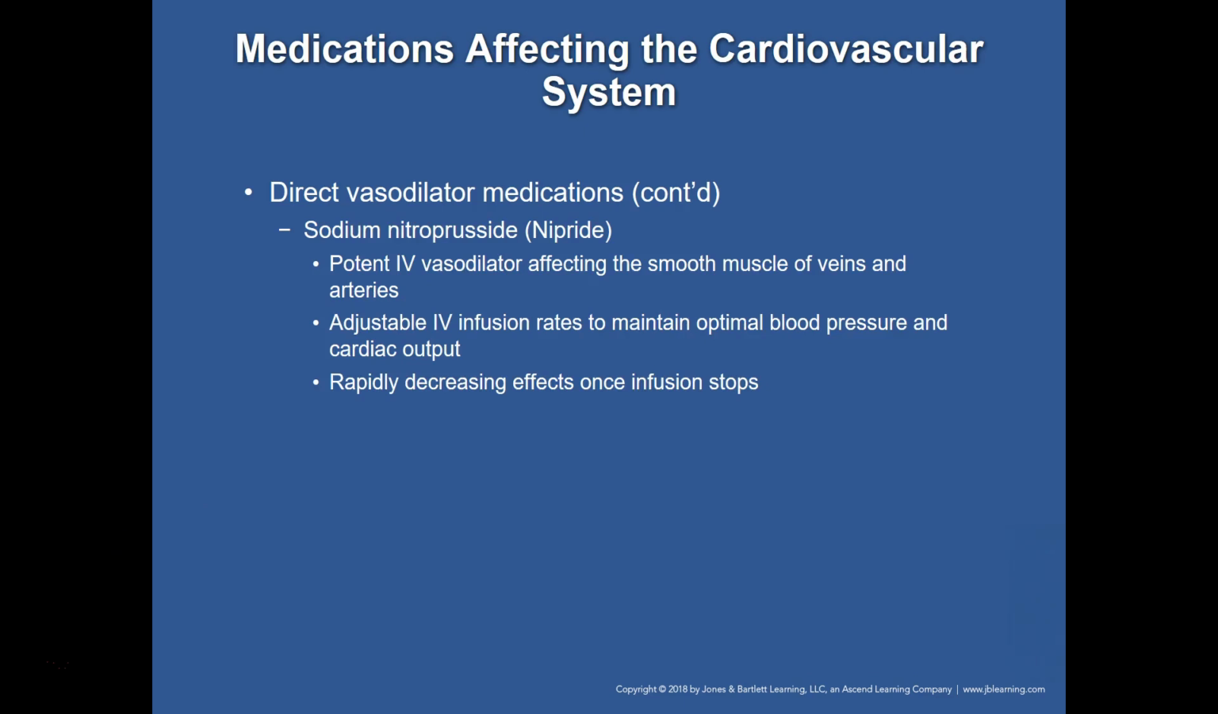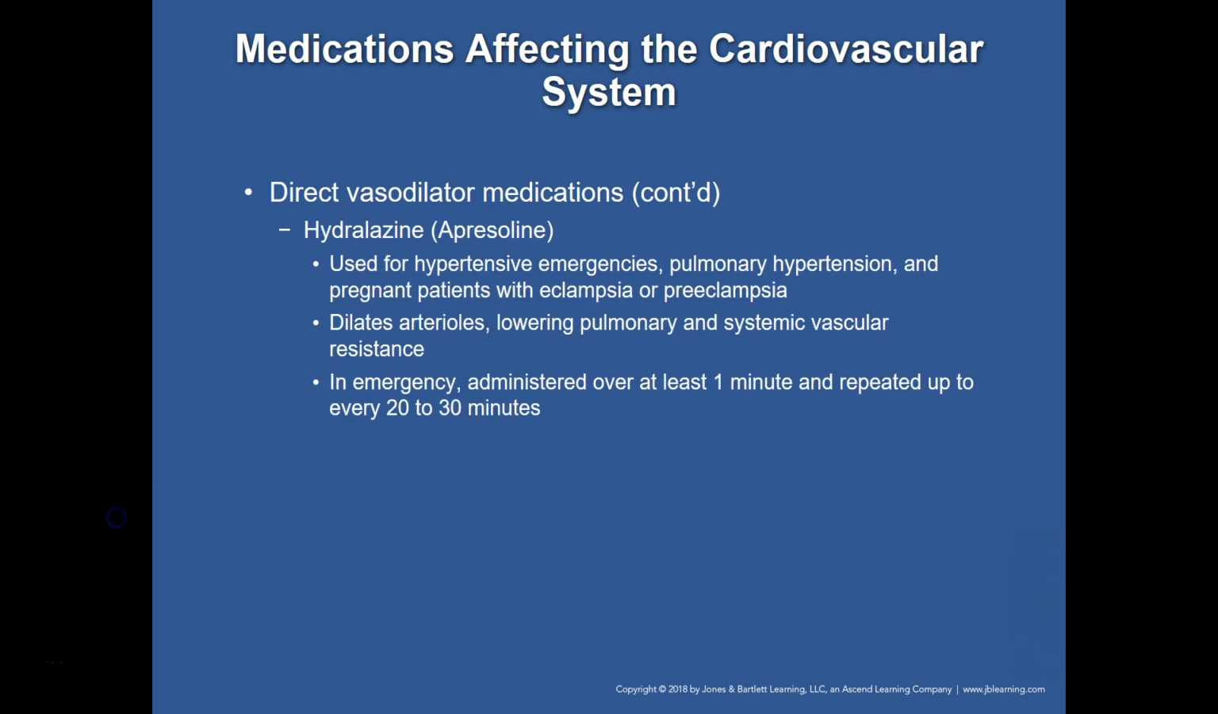Sodium nitroprusside, it's an IV vasodilator. It affects the smooth muscles of veins and arteries. We set an IV infusion and maintain the optimal blood pressure. Once the infusion stops, it will wear off pretty quickly. And it's not unusual to transport somebody from point A to point B with the sodium nitroprusside drip. Transported a few of them.